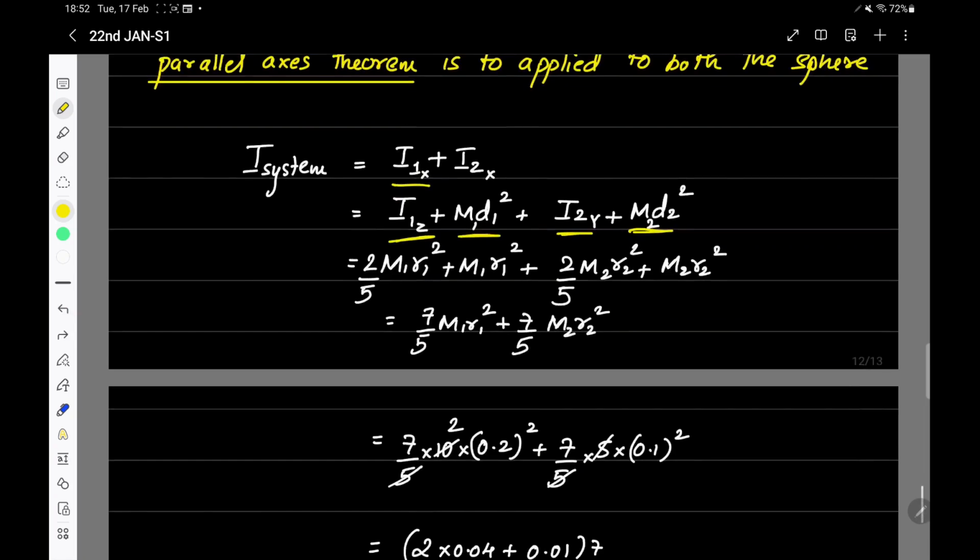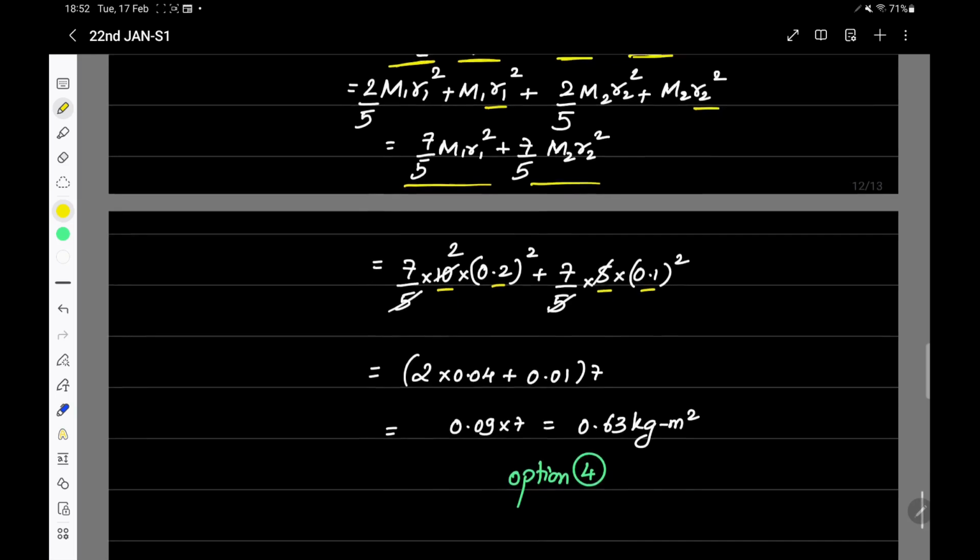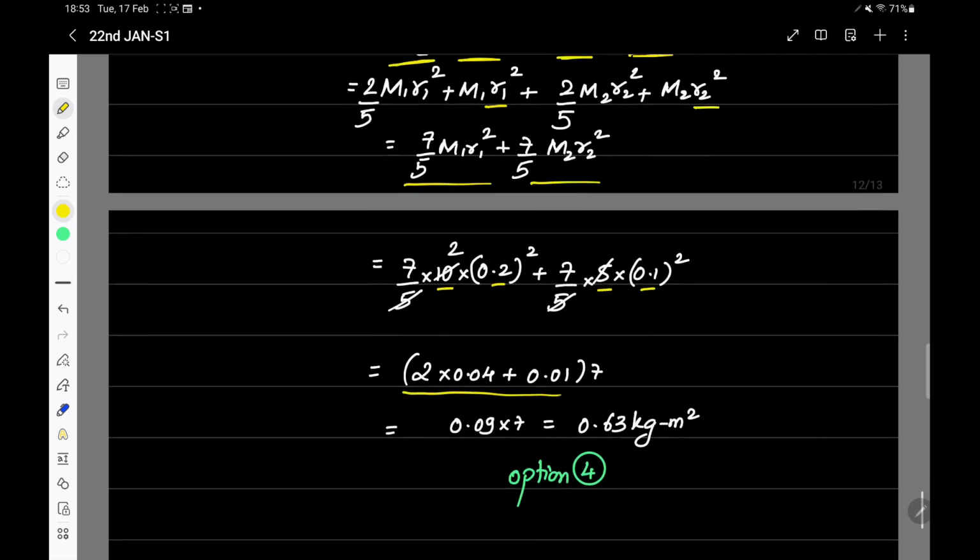So putting the values of d1 and d2 as r1 and r2, we will end up with the final moment of inertia as 7 by 5 m1 r1 square plus 7 by 5 m2 r2 square. Substituting the value of m1 as 10 kg and r1 as 0.2 meter, similarly, m2 as 5 kg and r2 as 0.1 meter, we can calculate the moment of inertia, which comes out to be 0.63 kg meter square.